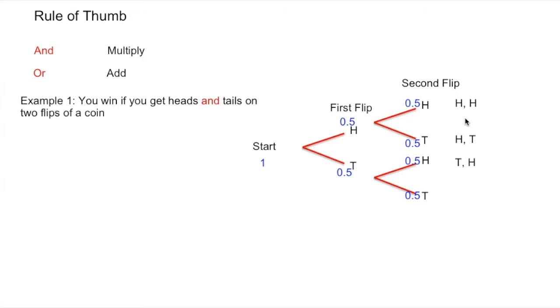The probability of getting heads heads, heads tails, tails heads, or tails tails is going to be half of the half, which is 1/4. Half of the half again, which is 1/4, for each outcome.